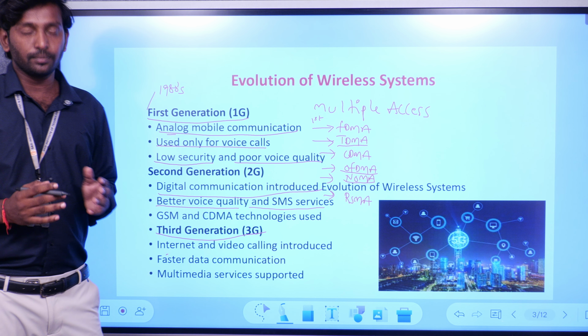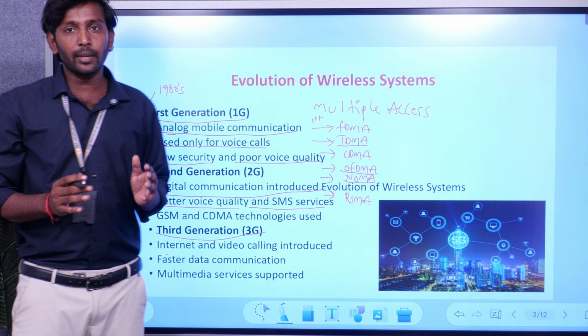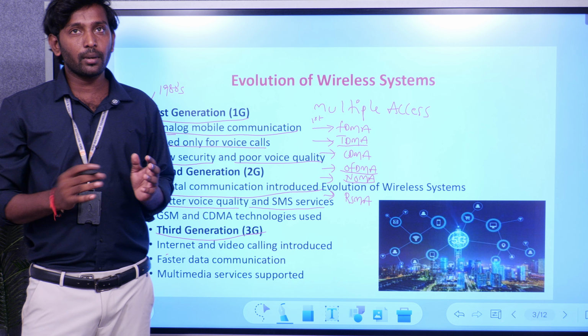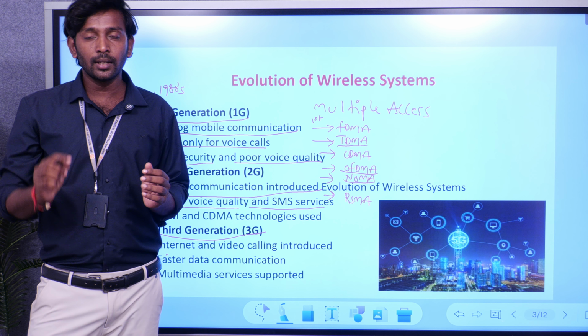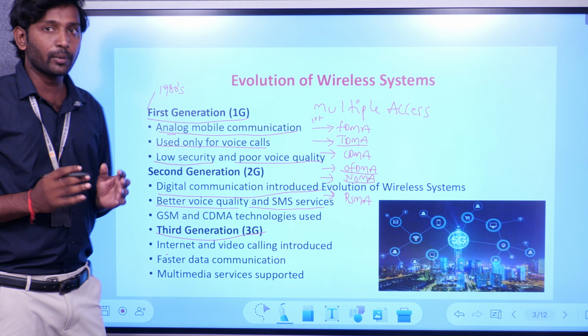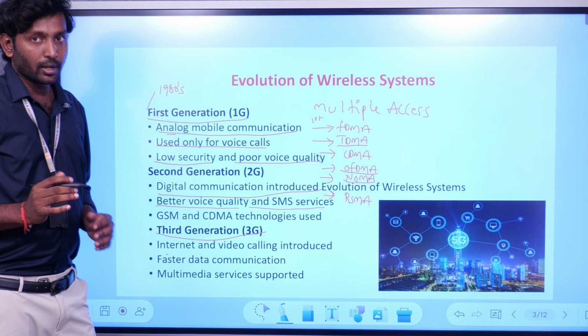GSM means Global System for Mobile communication. In GSM, the main module is the subscriber identity module. In the mobile phone, that main component is the SIM card. The GSM main component is the SIM card, the subscriber identity module.